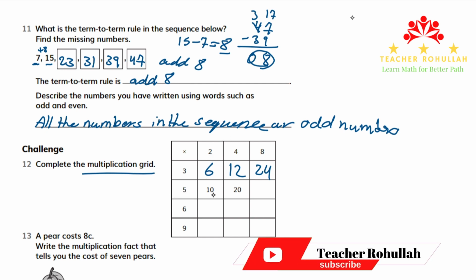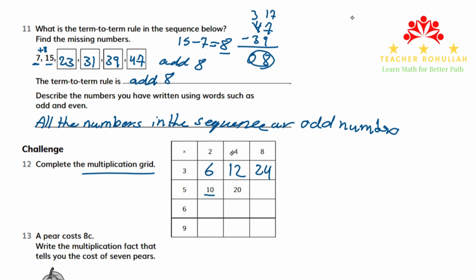2 times 5 is 10. It's given here. 4 times 5 is 20. It's also given here. And 8 times 5 is 40. So we are done with the second one also.